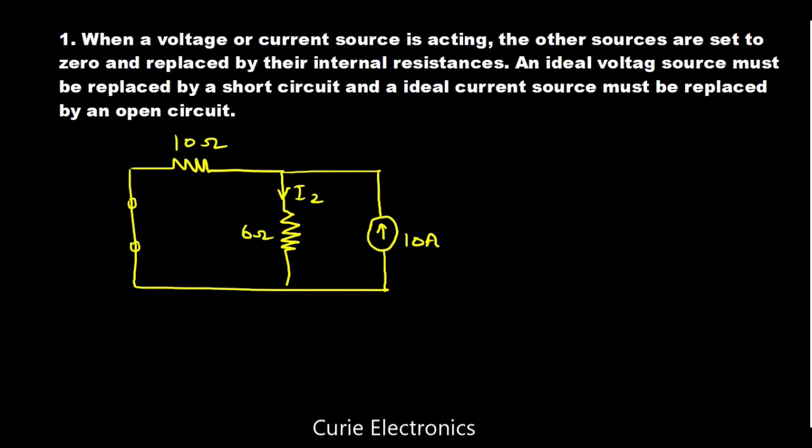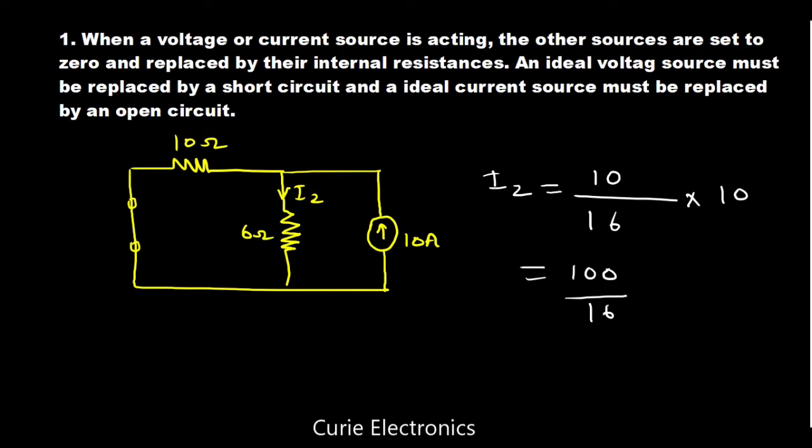Now we'll apply the current division rule. I2 equals, we take the opposite resistor. I hope all of you know the current division rule. Over the sum of the resistance, that is 16, multiplied by the total current, that is 10. So this comes to 100 upon 16, which equals 8.125 amps.